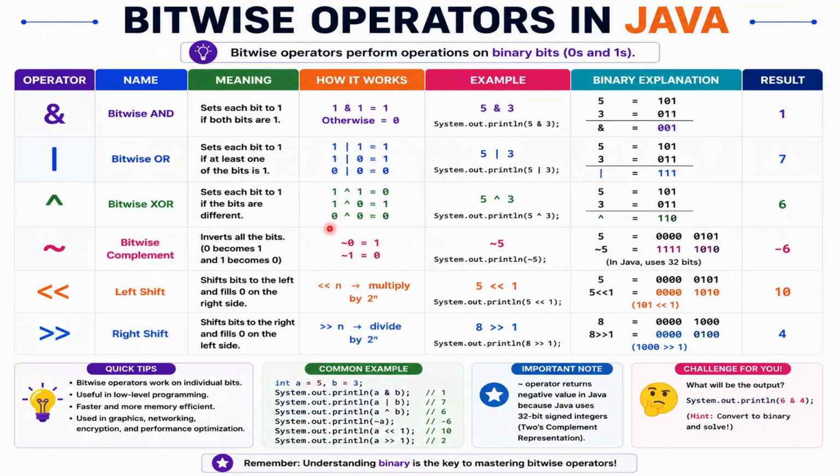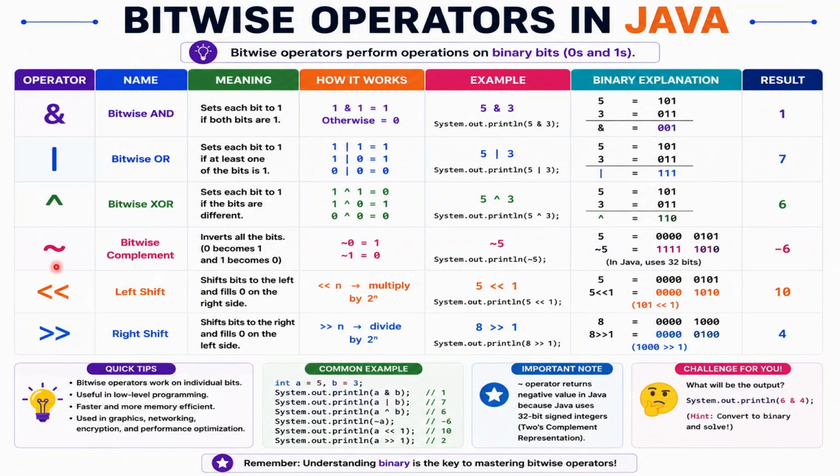Now next is the bitwise XOR operator. How does it work? When the binary digits are the same, it is 0, otherwise 1. So you can see here 0 XOR 0, both are the same, so 0. 1 XOR 1, both are the same, so 0. 1 XOR 0, it is not the same, so the result is 1. So when we do 5 XOR 3, first 5 is converted to binary 101, and 3 is converted to binary 011. When both are the same, like here 1 1, it will be 0, otherwise 1. So finally 1 1 0, and the result is 6.